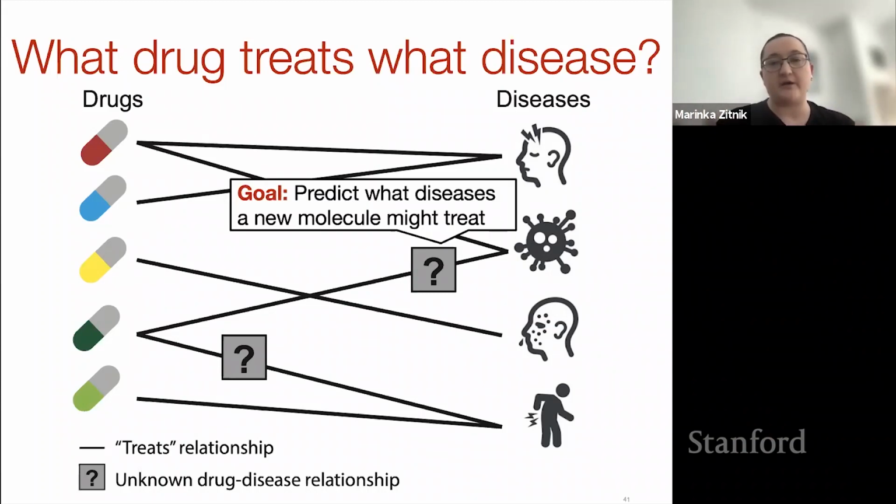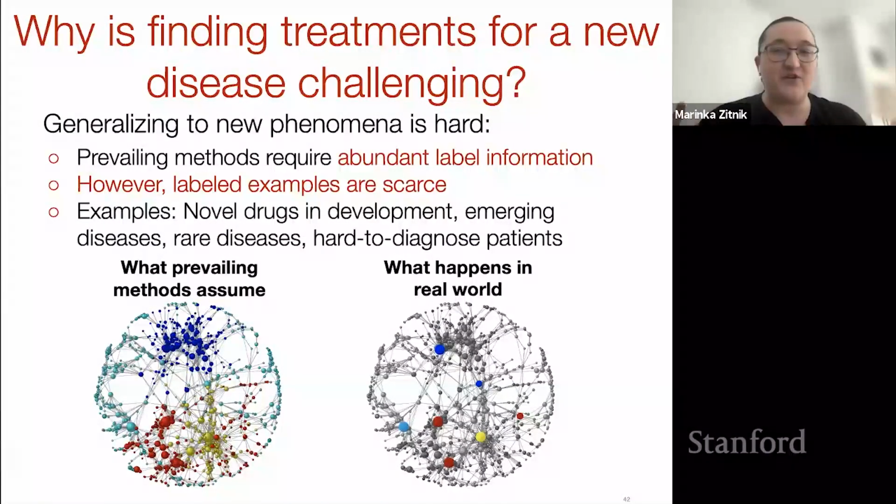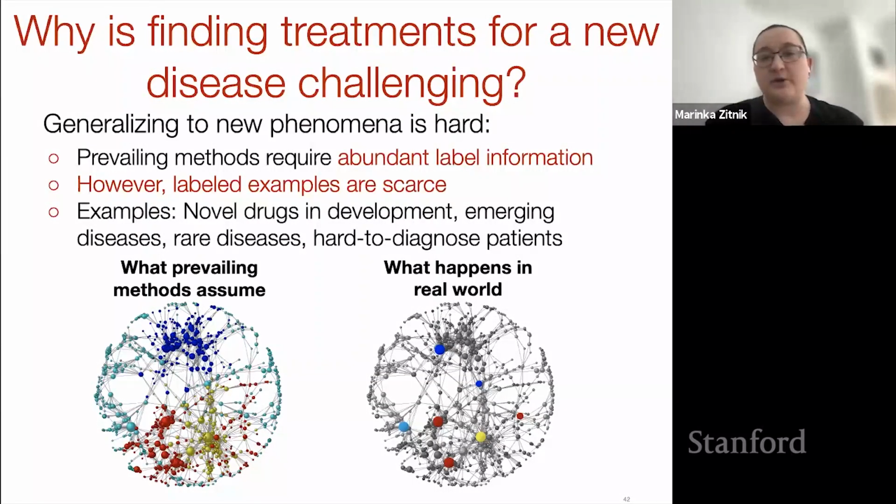The problem that we have here, our goal, is to have a model that will predict what diseases a new molecule or an existing drug might treat. So is this a challenging problem? Why is finding treatments for a new disease in particular such a challenging problem? When we are concerned with the question of finding treatment for a new emerging disease, that means that we want to identify drugs that might treat the disease, but there are no currently known drugs for that disease. And COVID was a very prominent example of that early last year.